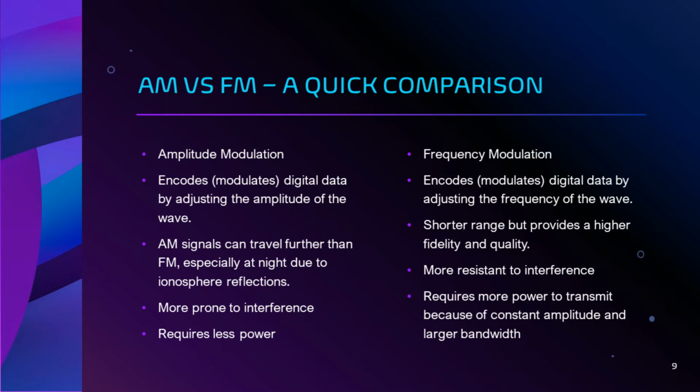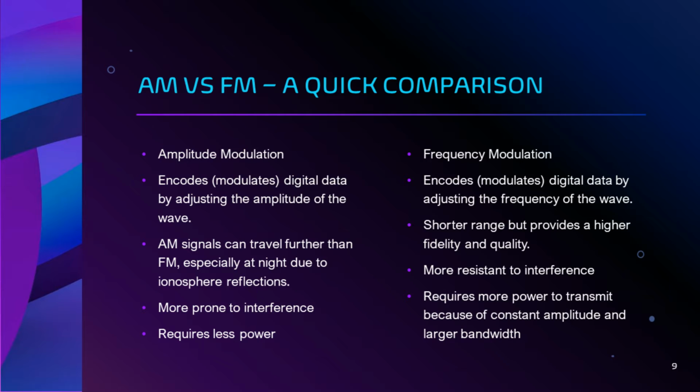Now, AM signals can travel further than FM signals, especially at night, because they can bounce off the ionosphere. And that's a big part of AM transmission: finding the right frequency and the right way to modulate it so that it can bounce and travel further than it would otherwise. Otherwise, it would just go out into the sky. Higher frequencies will pierce through it and not travel. So FM normally requires a line of sight, whereas AM does not. But AM is more prone to interference, but it also requires less power.